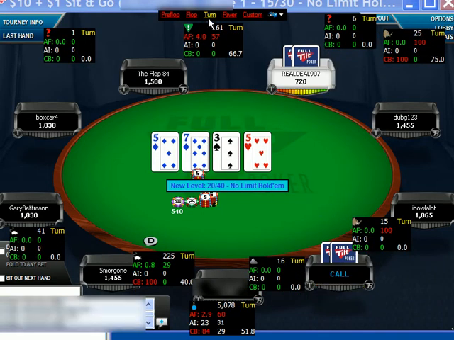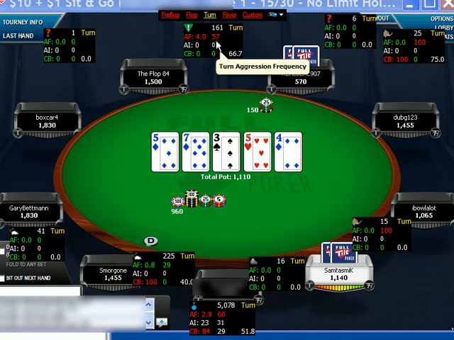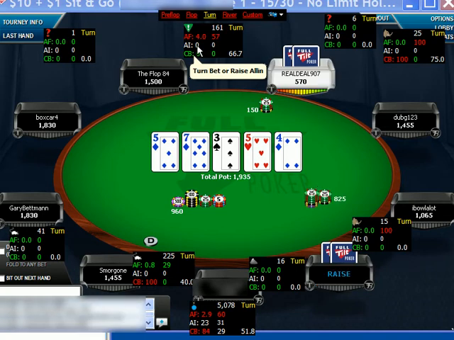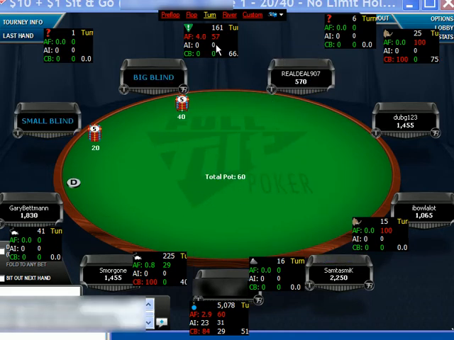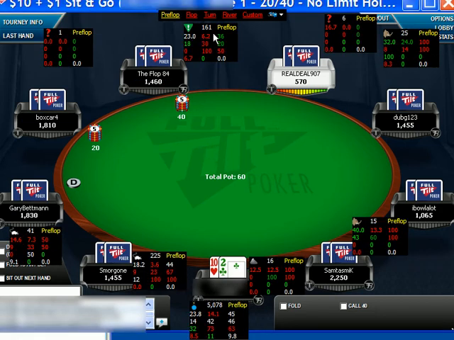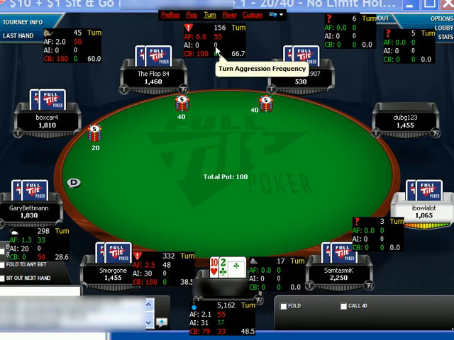Go to the next street, which is the turn. You see I have less information in the HUD. I don't need a lot. At this point, I only need to know if he's aggressive, how often. This is turn, bet, or raise all in. And then river should be right here, I believe. Let me get back here to the turn street. Turn aggression frequency. That should be this one here.